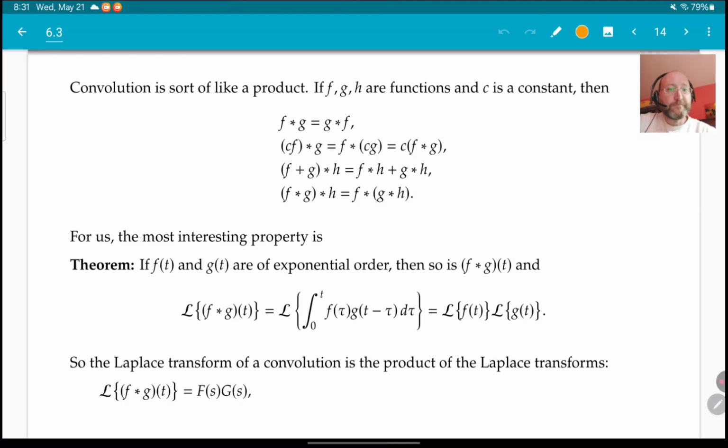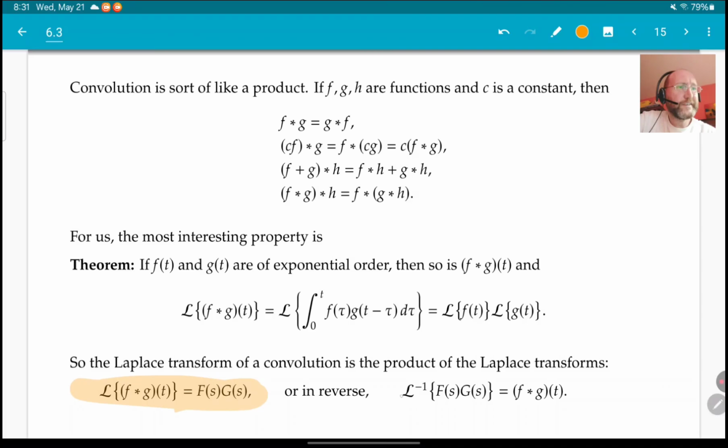So there's a short way of writing it, if we're writing uppercase letters for the transforms. We could also think in reverse. I'm just taking this formula and writing its reverse. So if I take the inverse Laplace transform of a product, it's the convolution.